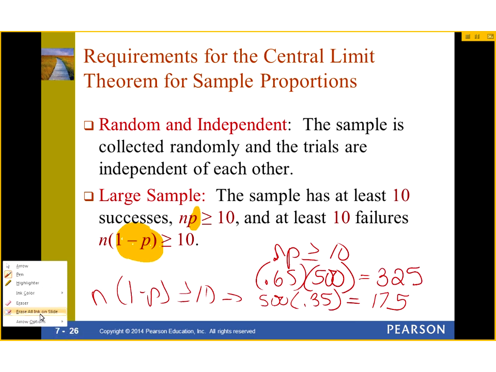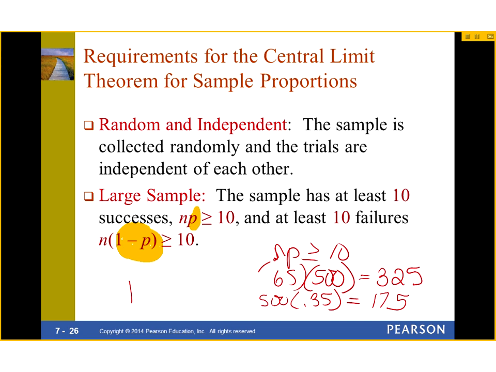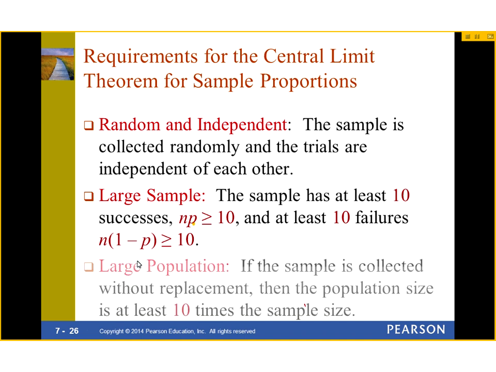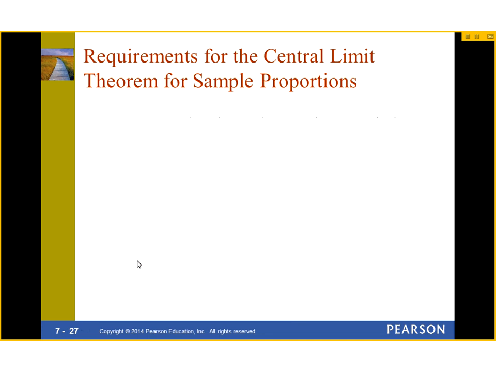Let's go back here and erase so we can move on. Okay, and the last one on this slide, large population. If the sample is collected without replacement, then the population size is at least 10 times the sample size. So if you think about it, the sample size is 500. 10 times 500 is 5,000. There are more than 5,000 women in the U.S., so that would be okay.